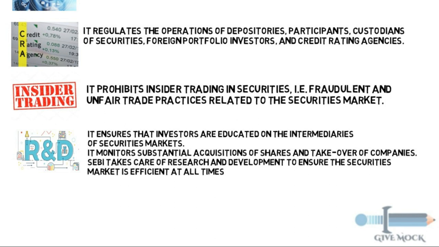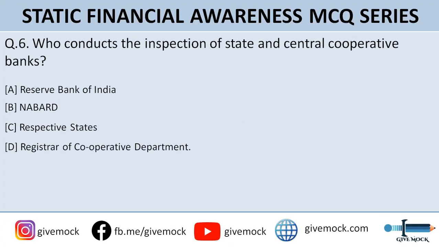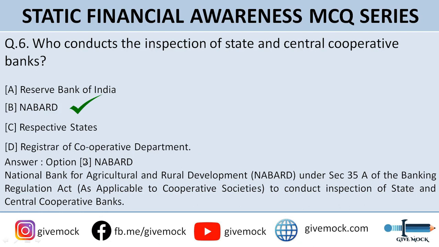So guys, let's move on to the next question. Question number 6. Who conducts the inspection of state and central cooperative banks? Option A is Reserve Bank of India. Option B is NABARD. Option C is respective states. And option D is Registrar for Cooperative Department. The correct answer is option B, NABARD, because NABARD is empowered under section 35A of the Banking Regulation Act to conduct inspection of state and central cooperative banks.